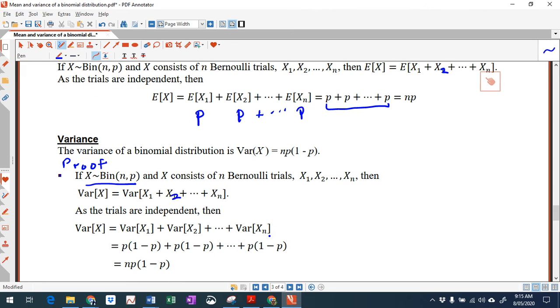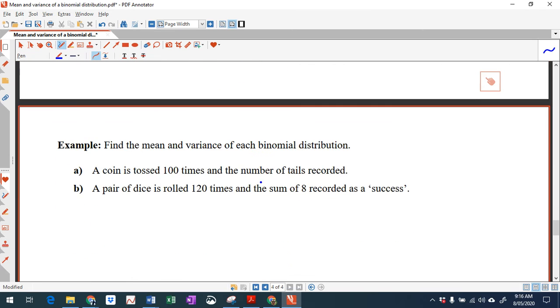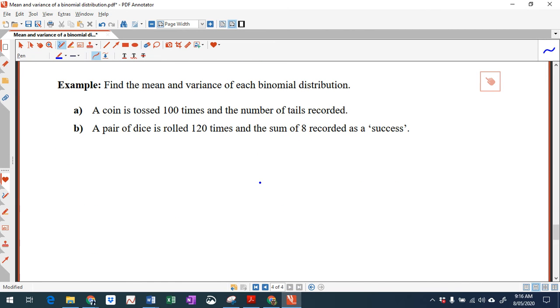Okay, now the variance of x we established before was p(1 minus p) in the previous exercise. So each one of these will be p(1 minus p), and we have n lots of those. So we end up with the variance being n times p(1 minus p) for a binomial distribution. Okay, so the variance of a binomial distribution is n lots of p(1 minus p). Okay, so let's have a look at some examples. Let's put some numbers to these formulas.